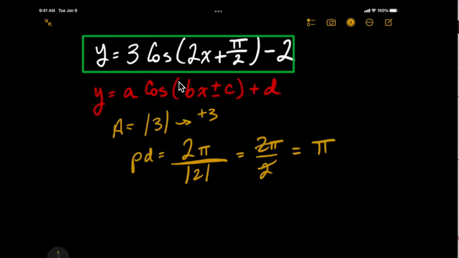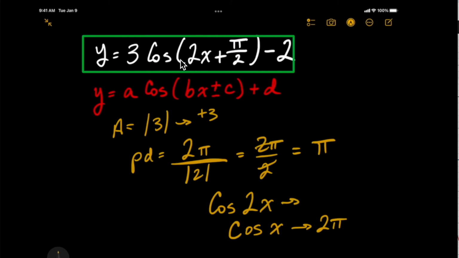And this makes sense because if you look at this function, cosine of 2x, the way I think of it is that it is traveling twice as fast as the parent function. So if the parent function takes 2 pi radians to complete a cycle, one that is traveling twice as fast is going to do it in half the time.